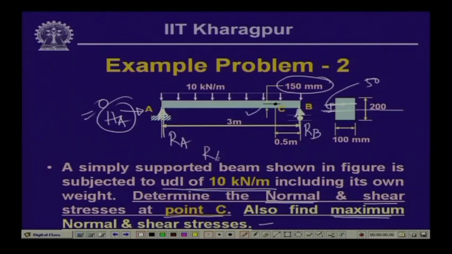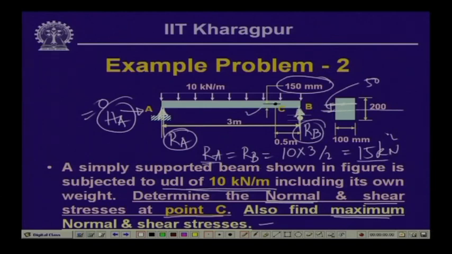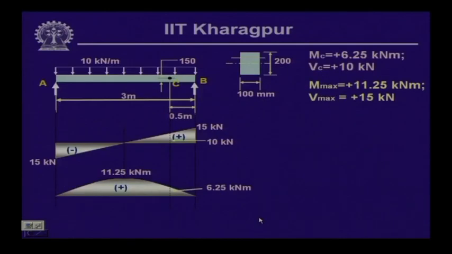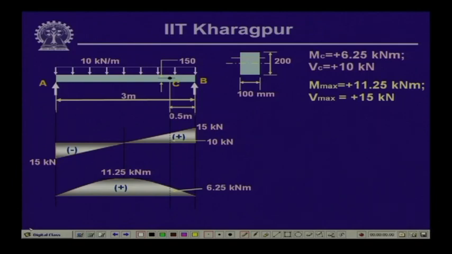R A equals R B, and that equals the uniformly distributed load 10 multiplied by the length of the beam, divided by 2. So, this equals 15 kilonewton. In fact, we can evaluate this as we have done earlier: R A plus R B equals 10 times 3, and if we take the moment of the forces with respect to one of the supports, you can get the value of one of the reactions. So, these are the reactive values: H A is 0, R A is 15 and R B is 15. Now, let us look into the shear force and bending moment diagram of this beam along its length, so that we can compute the value of the stresses.